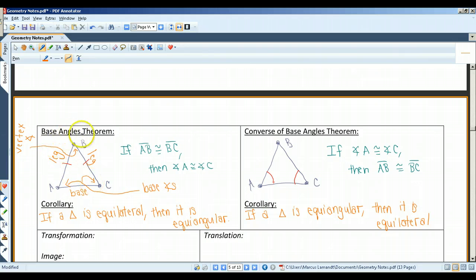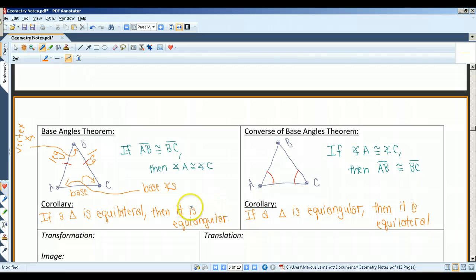So the base angles theorem states that if two sides of a triangle are congruent, then the angles opposite those two sides are also congruent. So in this case, AB is congruent to BC, therefore angle A is congruent to angle C. Okay? The converse of the base angles theorem basically says that if angle A is congruent to angle C, then AB is congruent to BC.